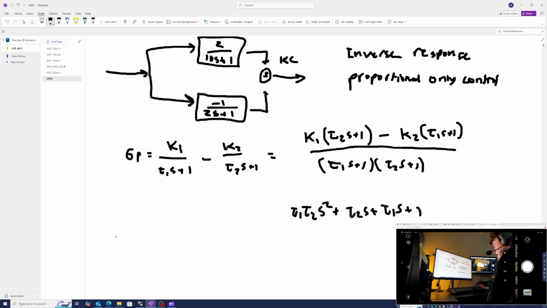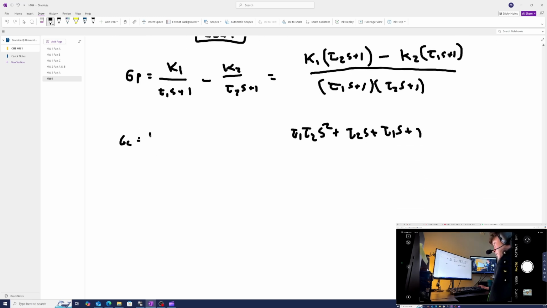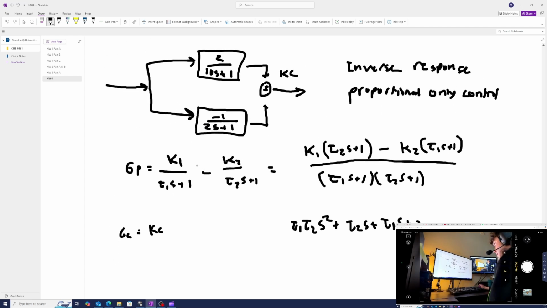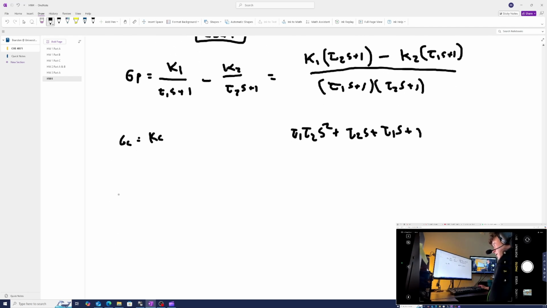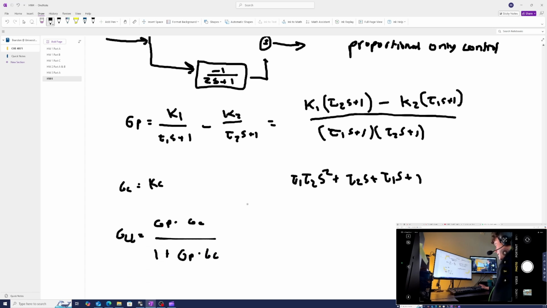So we know that our GC for a proportional only controller is going to be equal to KC. And then using our shortcut to determine our full system, we know our GCL, or closed loop, is going to be equal to our GP times our GC over 1 plus GP times GC.